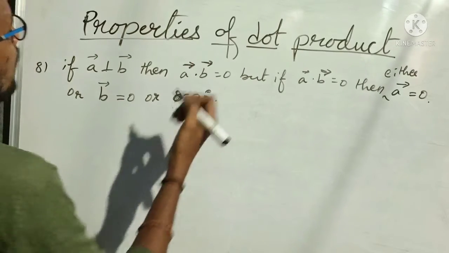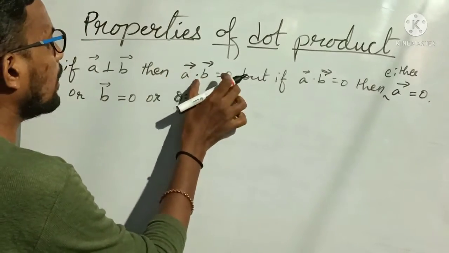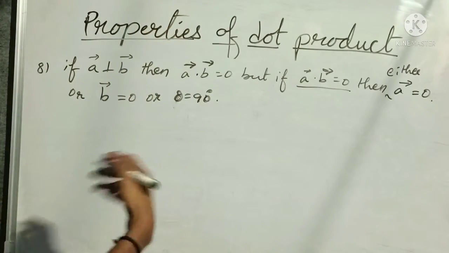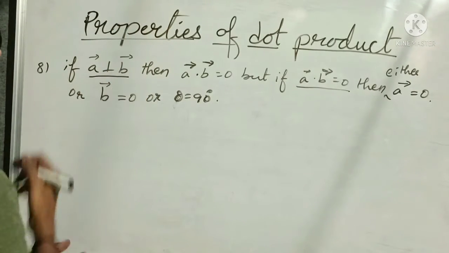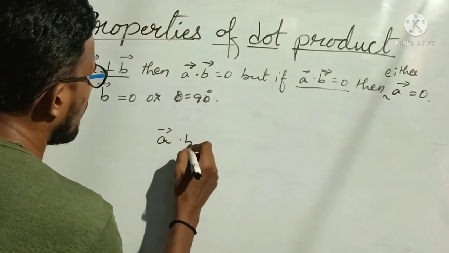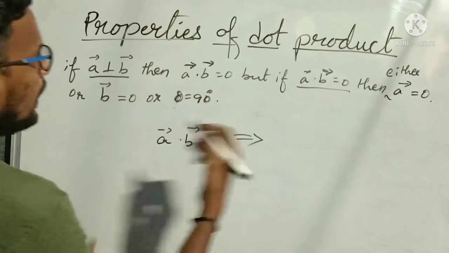Understood? If A bar is perpendicular to B bar, then definitely we can say that A bar dot B bar is equal to 0. But if A bar dot B bar is equal to 0, then we can't conclude directly that A bar is perpendicular to B bar. Yes, there may be three conditions possible. That is, if A bar dot B bar is equal to 0, this implies three conditions are possible.